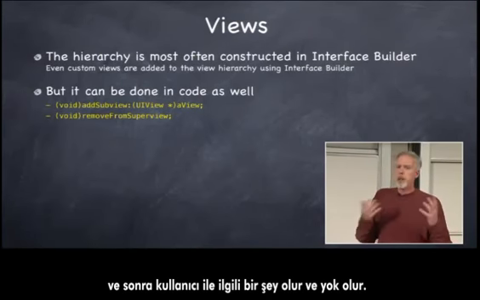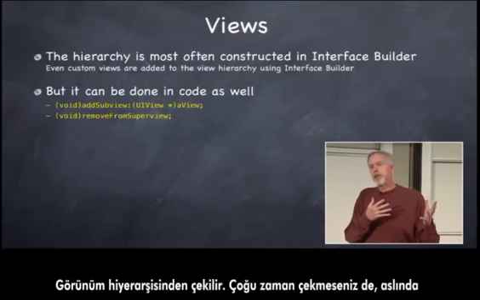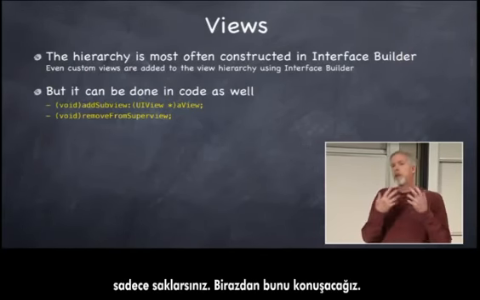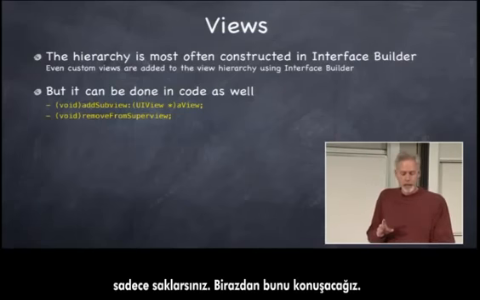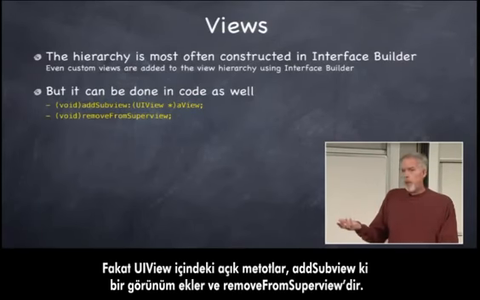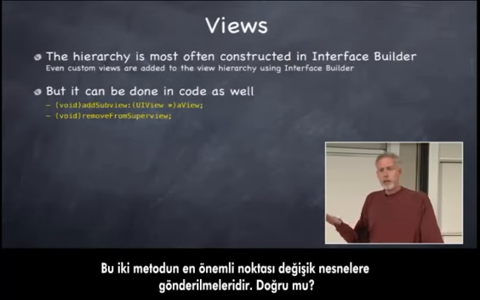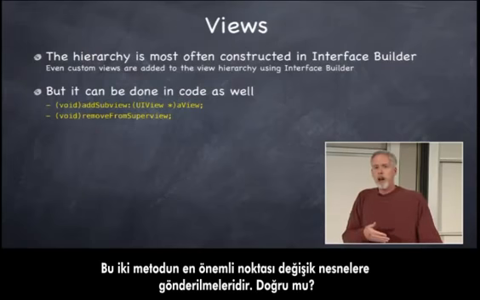Sometimes you have a view that appears on screen, and then something happens with the user, and then it goes away and gets pulled out of the view hierarchy. Although a lot of times you don't pull it out, you actually just hide it, and I'll talk about that in a second. But straightforward methods in UIView: addSubview, which adds a view, and removeFromSuperview. And now the thing to be clear about these two methods is they're sent to different objects, right?